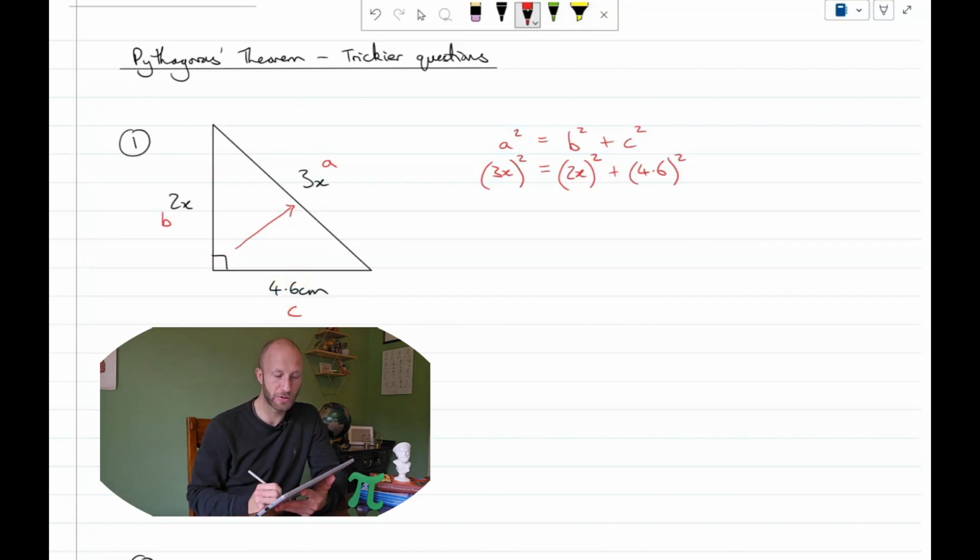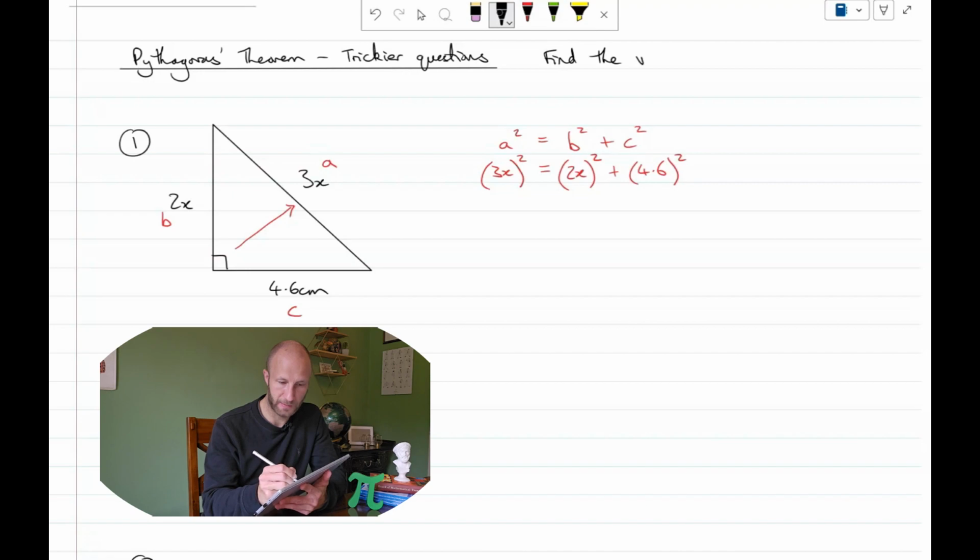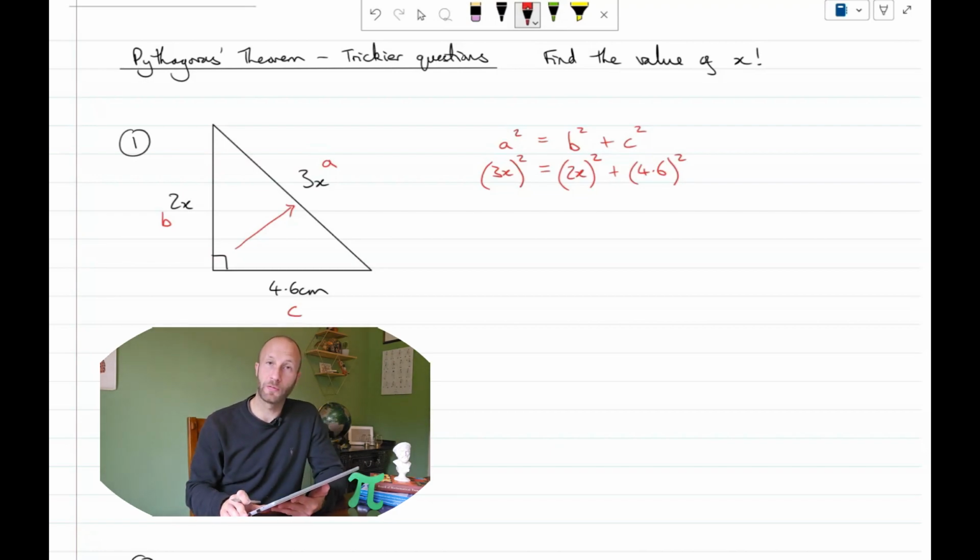Okay, and in all these questions, we're trying to find the value of x. I should have mentioned that at the start. So find the value of x. Now we need to know how to solve this equation properly and manipulate the algebra properly.